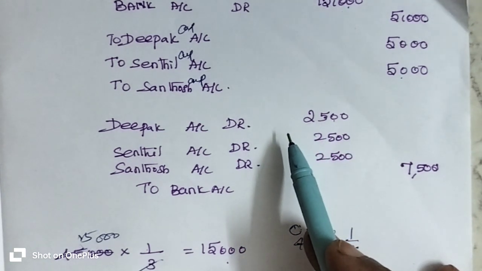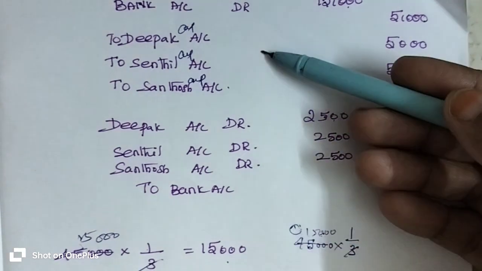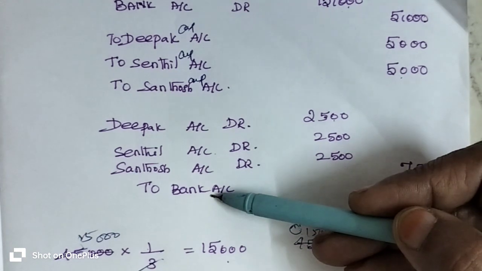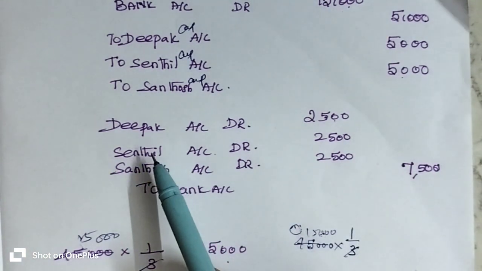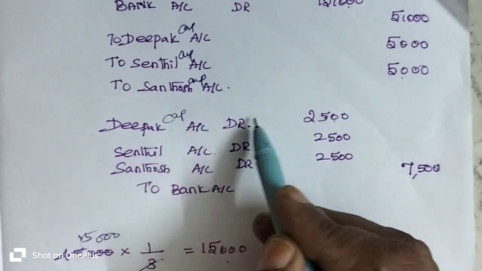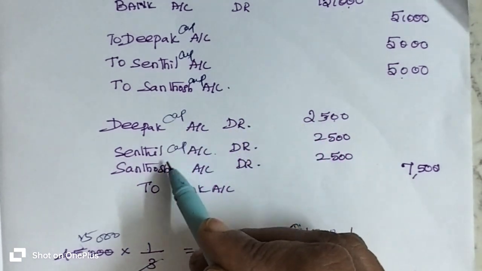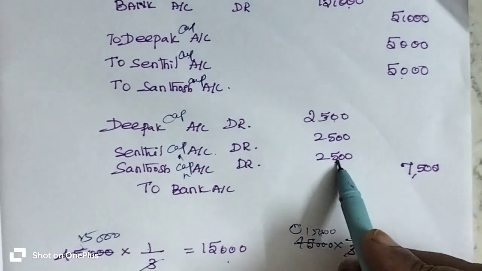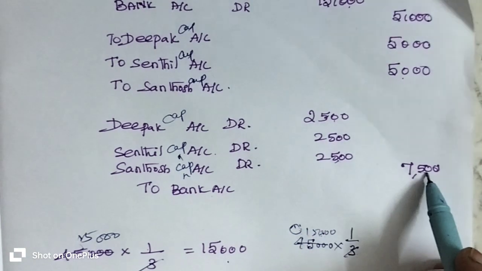Whenever they withdraw the goodwill, the journal entry is in reverse order. Respective old partners' capital accounts debit to bank account. Who are the respective old partners? Deepak, Senthil and Santosh. So Deepak's capital account debit 2,500 rupees, Senthil's capital account debit 2,500 rupees and Santosh's capital account debit 2,500 rupees, to bank account 7,500 rupees.